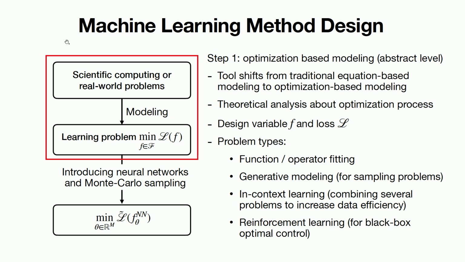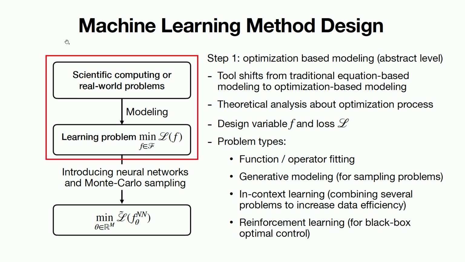And then a key point of this stage is we need to design the variables, which should be a function or some operators or more general things. And then we should design a loss function. By minimizing the loss function, you should get the solution to the problem that you want to solve. And there are different types of problems, and people have already designed different types of problem structures. For instance, the most straightforward thing is function or operator fitting. If you want to fit some function or some operators from data, it is the most straightforward way. You use least square fitting.